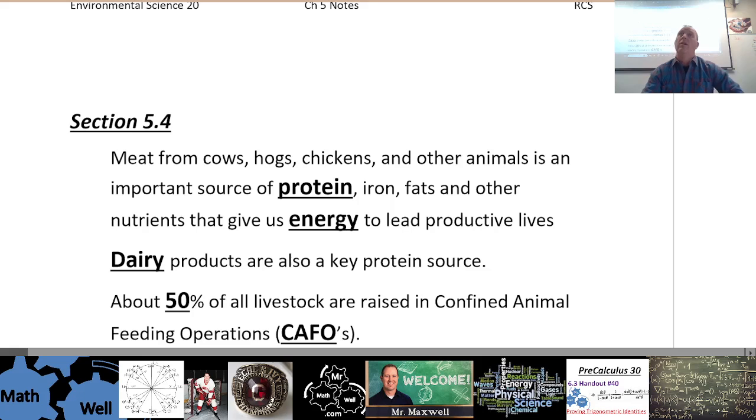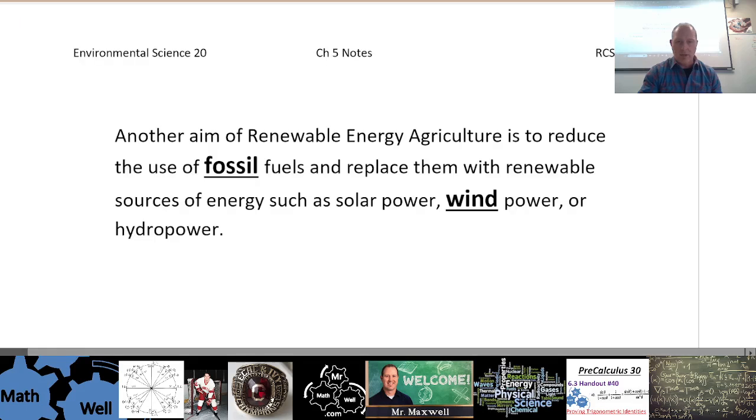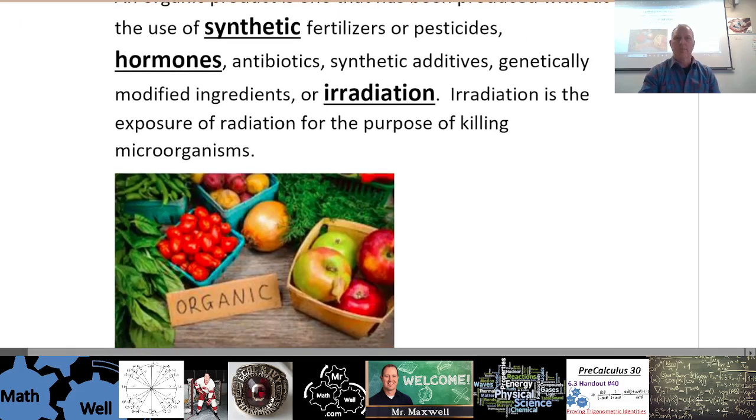All right. So we've got enough time here for section 5.4. This is the last section of the chapter. So, was there another part here? Oh, there we go.